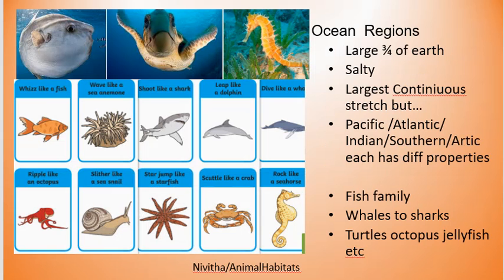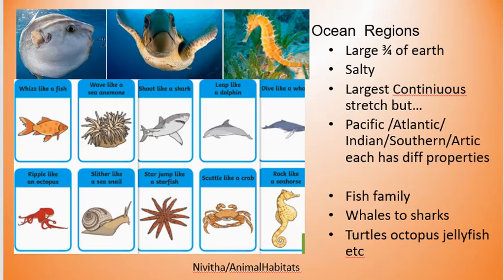Now comes the ocean region. What is the ocean region special for? Oceans cover almost 3/4 of the earth's surface. 70% of the earth is water. And oceans are mostly salty. But oceans are the largest continuous stretch. You have land as continents, Asia, the largest continent, then you have North and South America, you have Africa, these are all pieces of land on the surface of the earth. But when you say ocean, it's a continuous stretch of water.